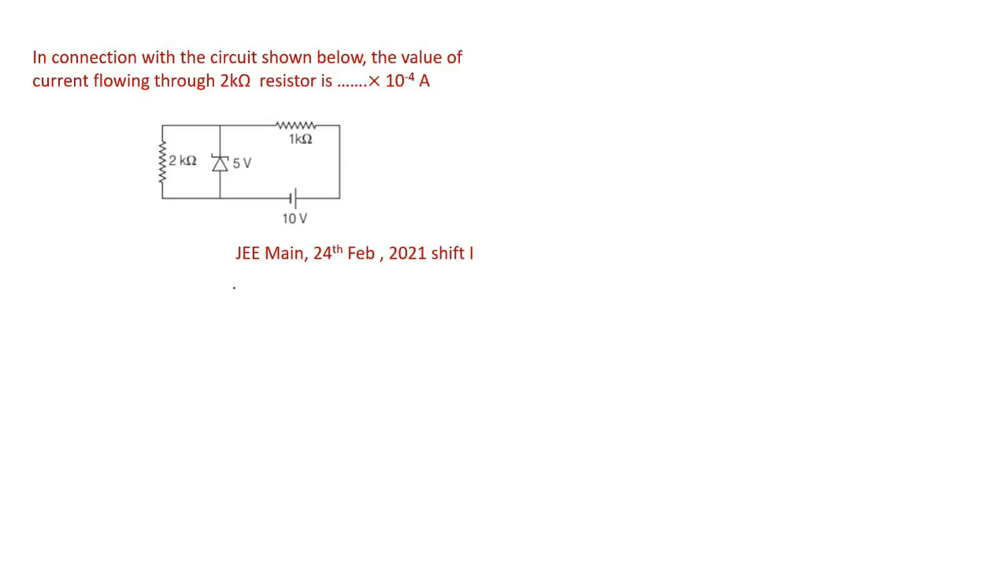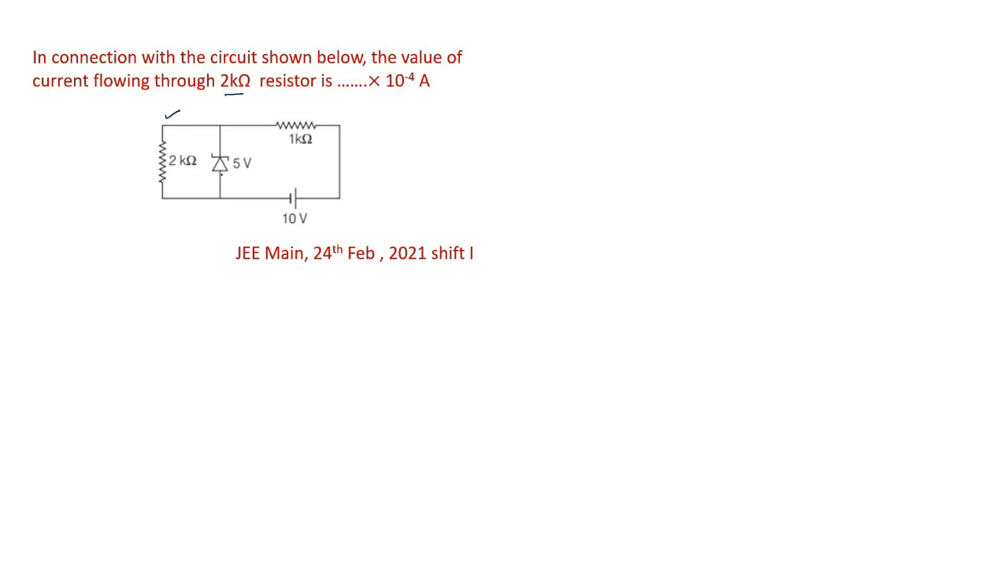Hello, in this video let us solve this question which was asked in JEE Main, a physics question. In connection with the circuit shown below, the value of current flowing through the 2 kilo ohm resistor is dash into 10 to the power of minus 4 ampere. You are given this circuit. This question was asked in JEE Main 24th February 2021 shift 1.